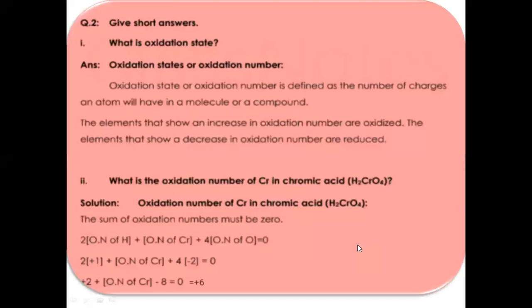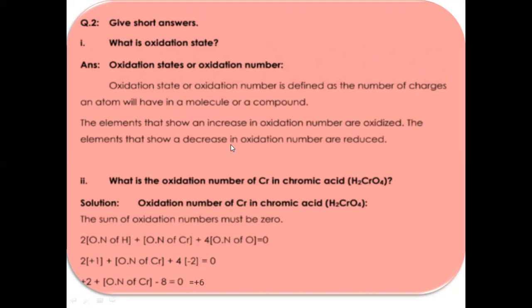Coming toward the short question answers, the first short question is, what is oxidation state? Oxidation state or oxidation number is defined as the number of charges an atom will have in a molecule or in a compound. The elements that show an increase in oxidation number are oxidized, and the elements that show a decrease in oxidation number are reduced. So in other words, we can say that the apparent charge present on an atom in a molecule or in a compound is called oxidation state or oxidation number.